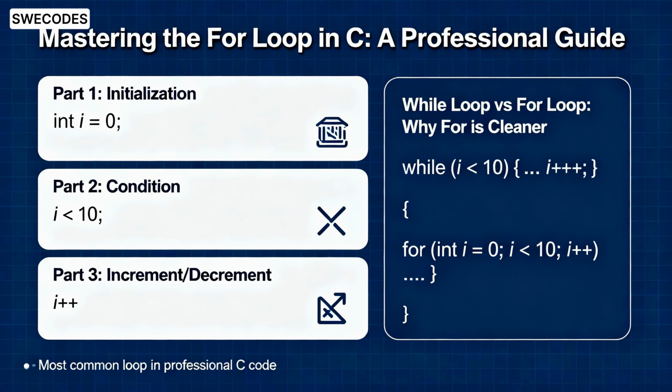Are you still using while loops for simple counting? There's a cleaner, more powerful, and more professional way to iterate in C. If you want to control your loops and not just let them run, you need to master the for loop. It's the single most common loop you'll see in professional C code, and we're breaking it down into 3 simple parts. This structure looks technical, but it's just a simple recipe.